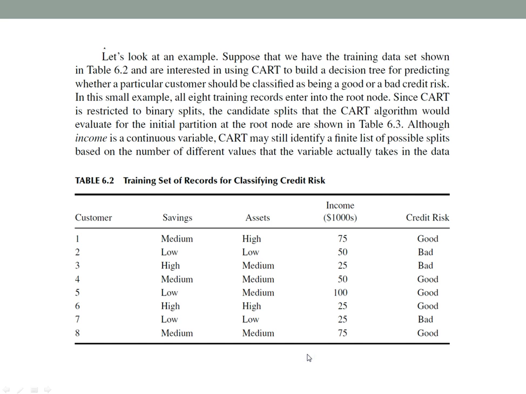Okay, let's look at an example. Suppose that we have a training data set shown in this table here. So let's look at this. What do we have? We're trying to predict credit risk. What are the variables? Savings, assets, and income. We can see that savings can take on what? Low, medium, and high, and assets, same thing. And incomes look like they're in $25,000 increments or something like that. They're recorded like that.